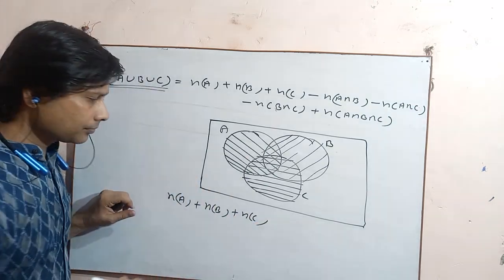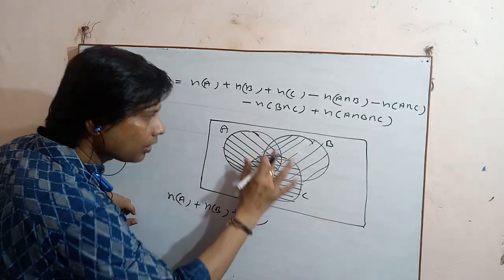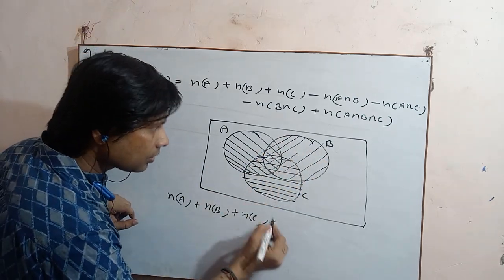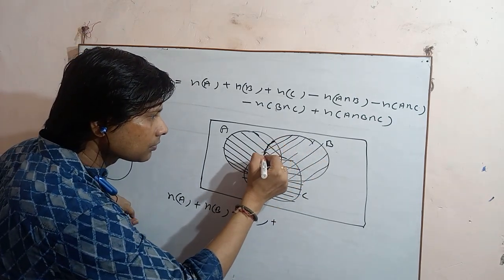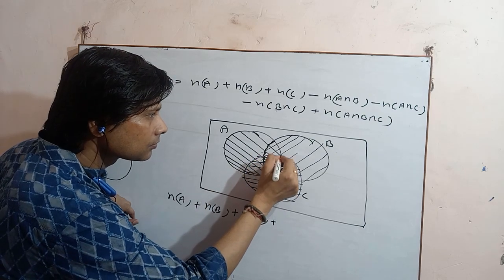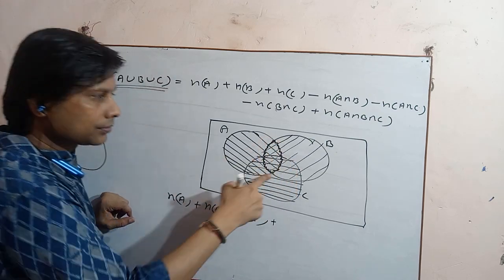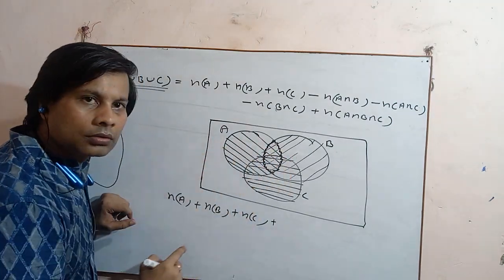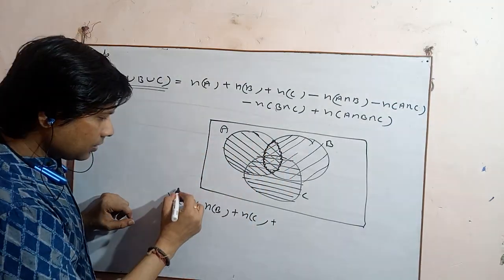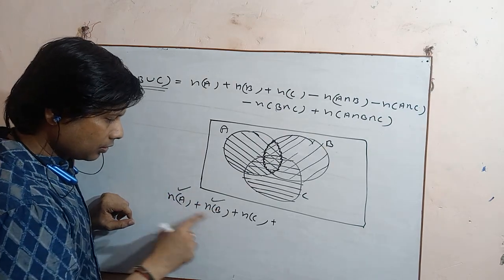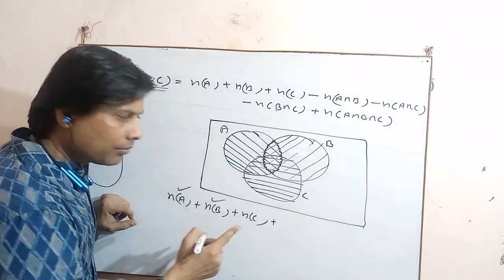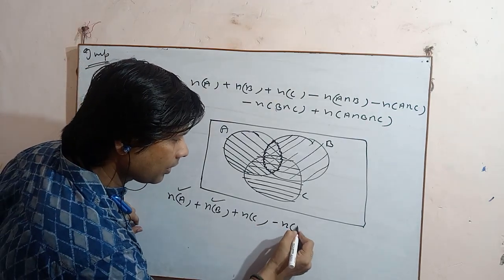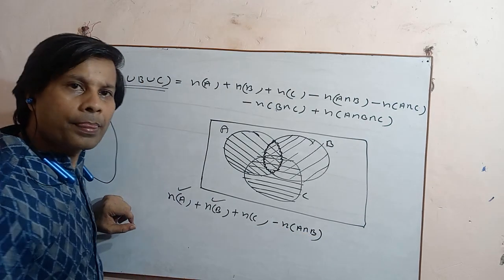But the problem is, when you have taken A, when you have taken B, when you have taken C, take care of this part. This much. This part is in A also and B also. So this part you have taken two times because this part is in A, this part is in B. Two times I have taken. So one time I will subtract. So that is what I am subtracting: A intersection B.